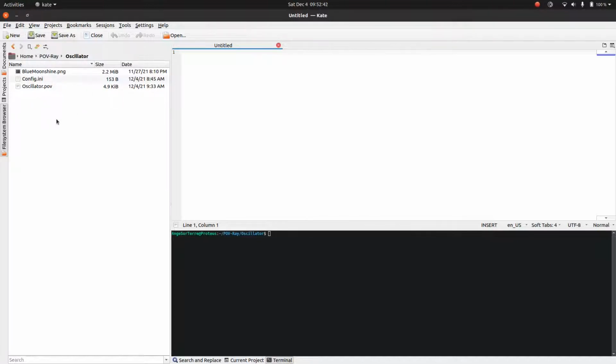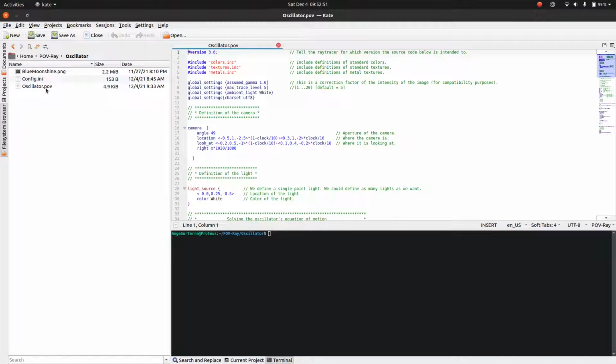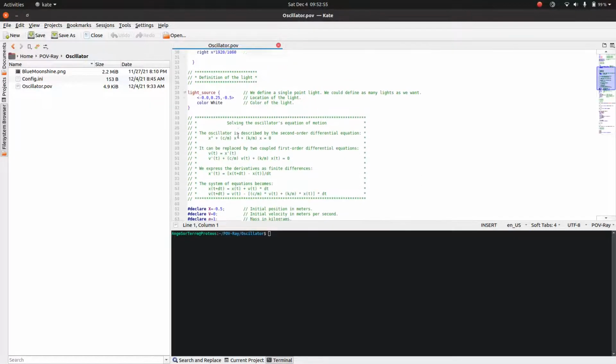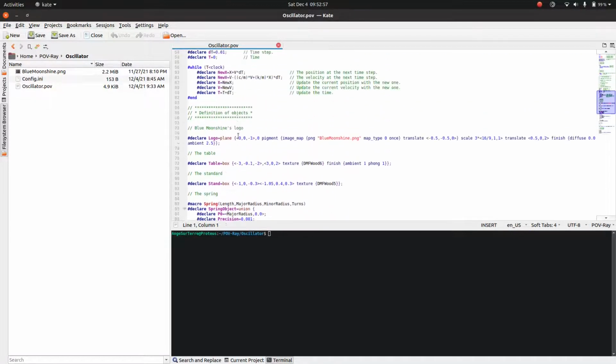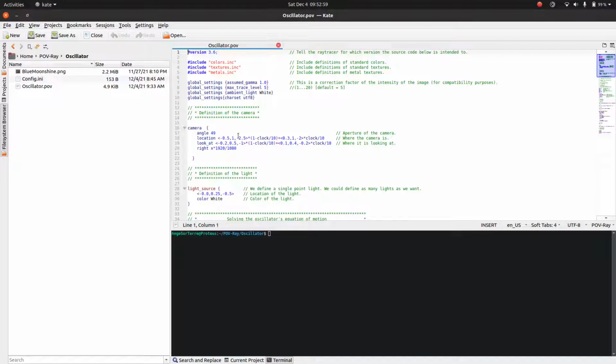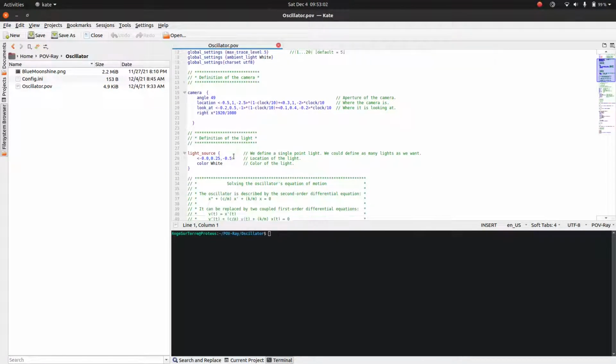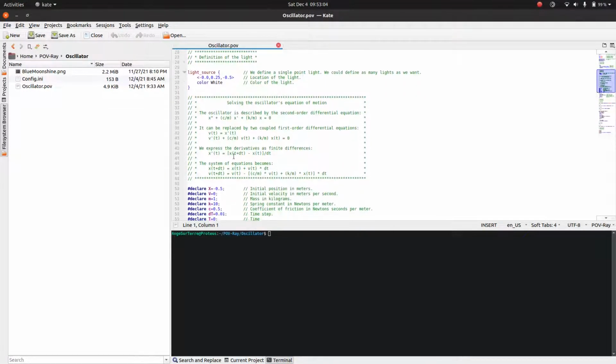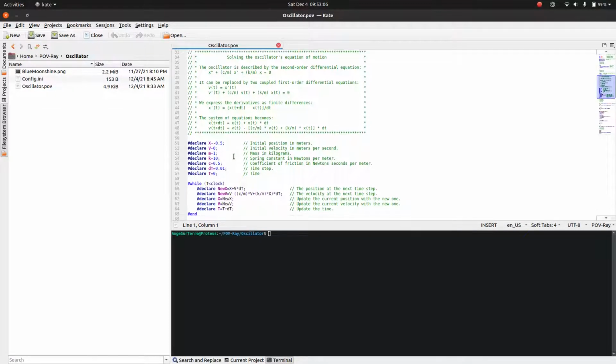So if you look in the description of this video, you will find an archive that contains those 3 files so that you can see by yourself. So here, well, we have the description of the scene. You can go through it, but what is important for us is the equation of motion.